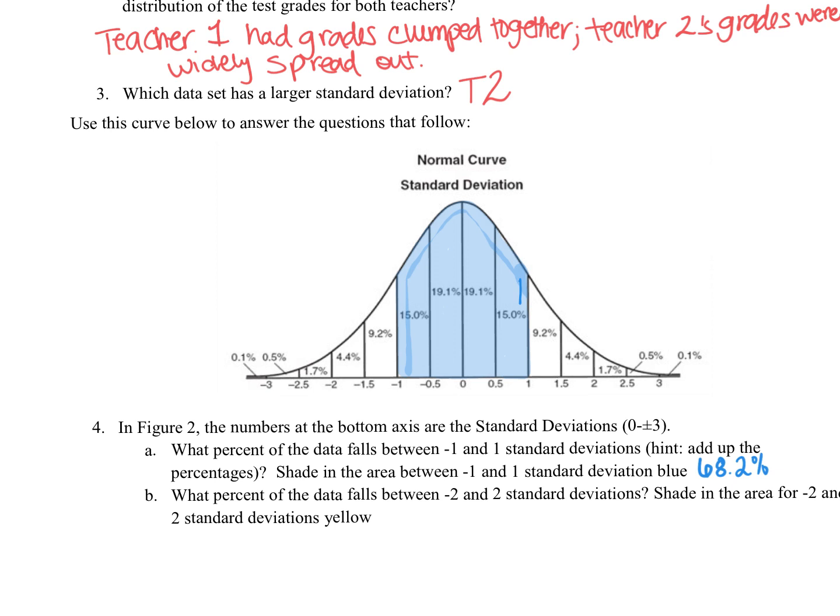Part B asks what percent of the data falls between -2 and 2 standard deviations. Shade the area for -2 and +2 standard deviations in yellow. So again, I'm going to shade the data from -2 all the way to +2. So this is the data that falls between -2 and 2 standard deviations. And when I add up all the percentages, it comes out to 95%.